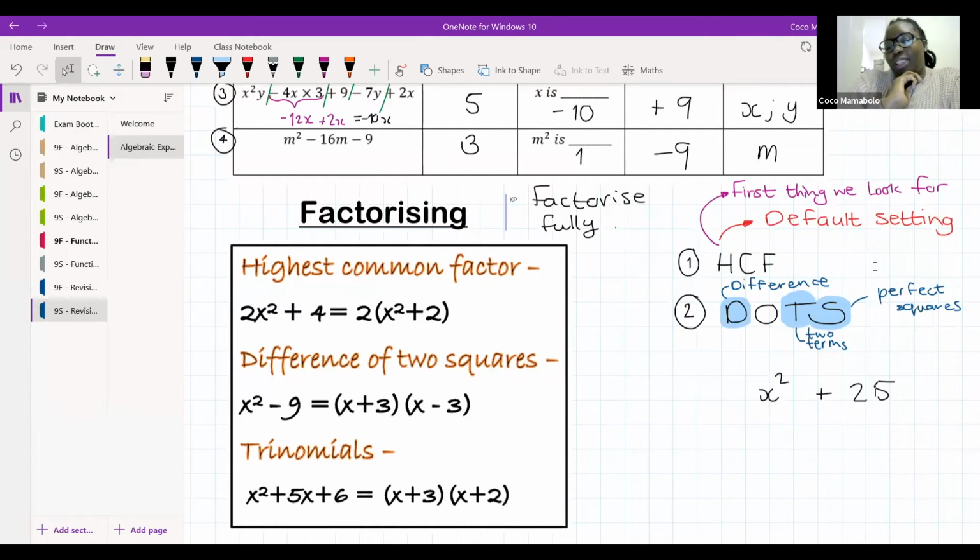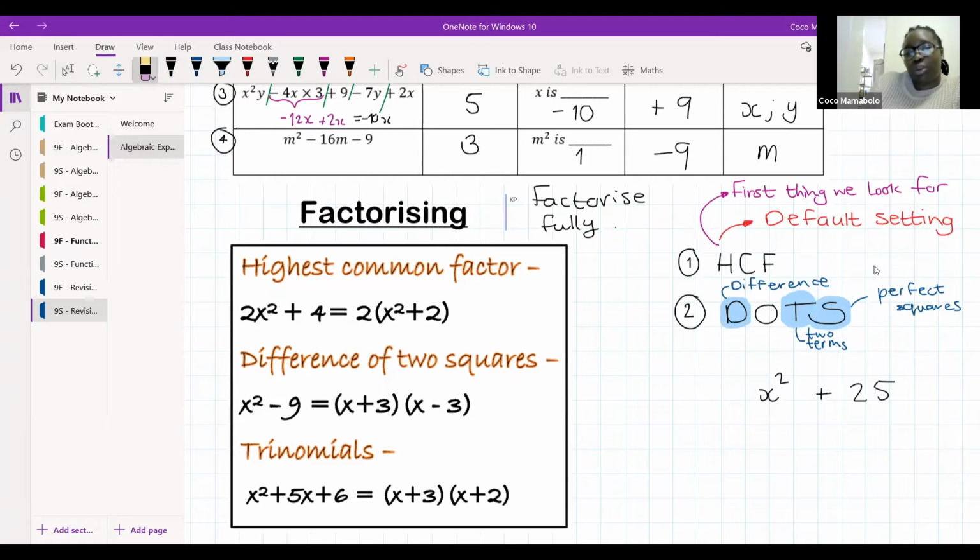What does the D in DOTS stand for? Difference, which means we need a what? What do we need in between my two terms? A minus. Oh wow. Do we have a minus? No, ma'am. So can I factorize this actually? No, I can't. We can't factorize it.